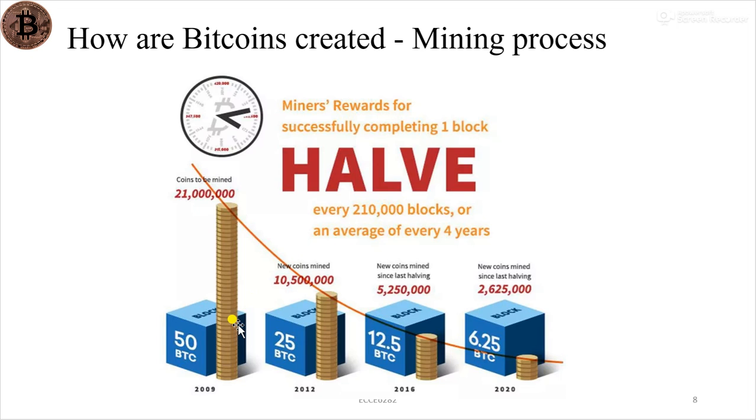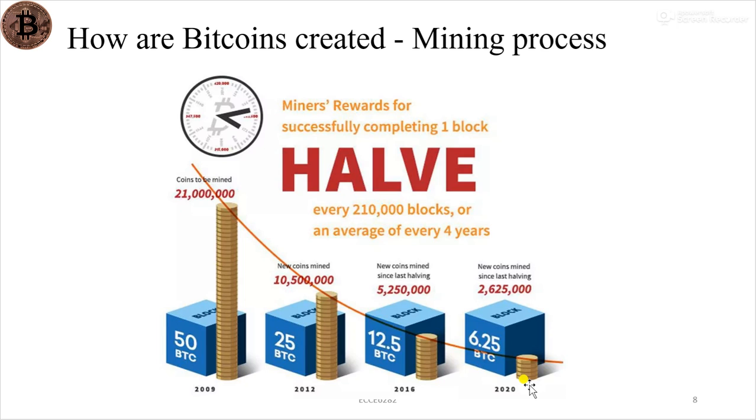Like when Bitcoin was first mined in 2009, miners after mining one block earned 50 Bitcoins. But after 4 years, in 2012, this was halved to 25 Bitcoins. And then in 2016 again it was halved to 12.5 Bitcoins, and in 2020 now it has again been halved to 6.25 Bitcoins. So after every 4 years the miners' reward becomes half.